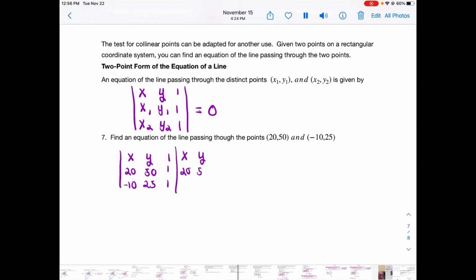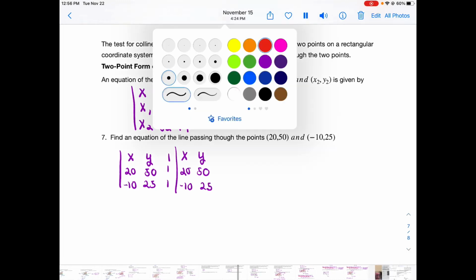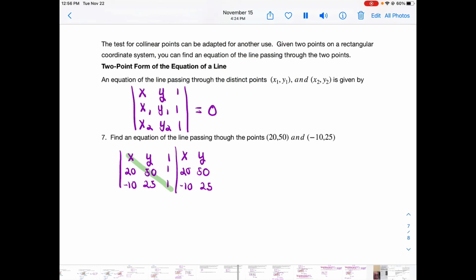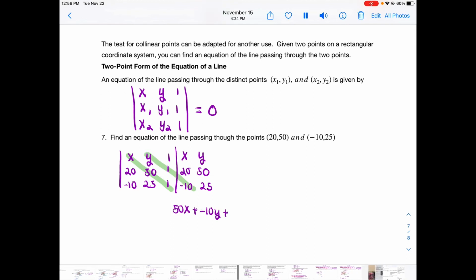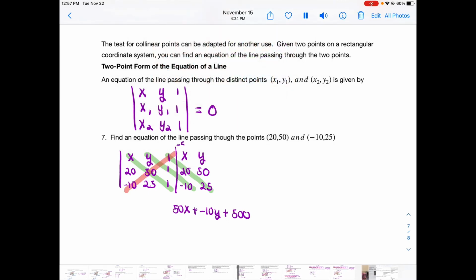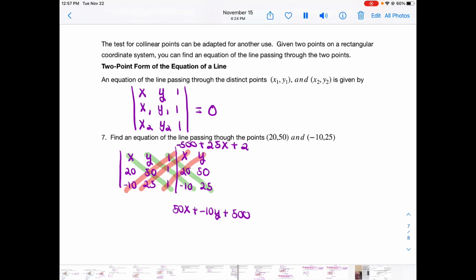Copy down my first two columns, and I'm going to find the determinant. So I want to take the products of my diagonals down. Well, x times 50 times 1 is 50x. And then plus the product of the next diagonal down, which would be negative 10y, plus the product of the next diagonal down, which is 500. Then I need to take my diagonals up, and the product of the first diagonal up is negative 500, plus the product of the next diagonal up is 25x. And finally, the product of the last diagonal up would be 20y.